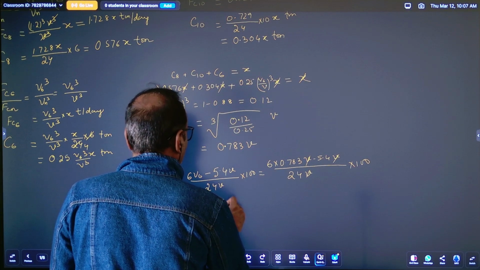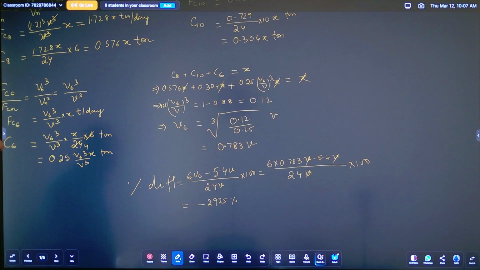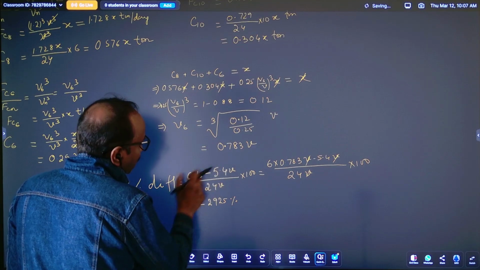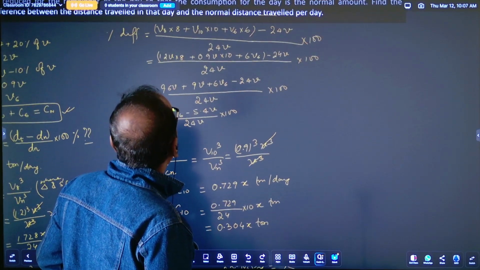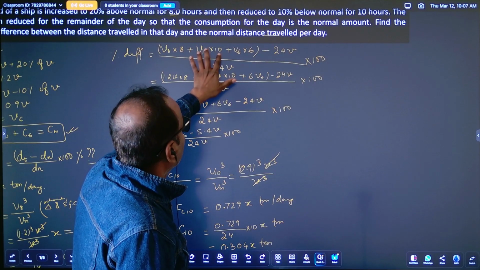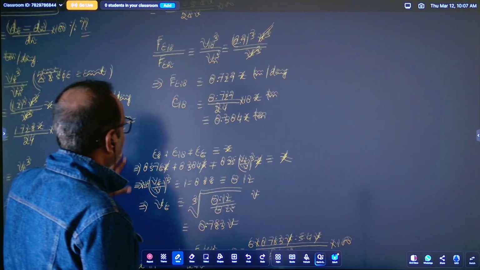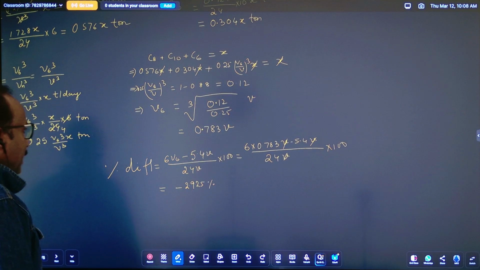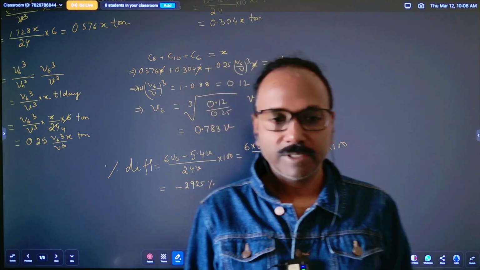Minus 2.925%. The answer has come in negative since you have kept the distance travelled first in the numerator. So it means the distance travelled on that particular day is lesser than if the ship sails with the normal speed.